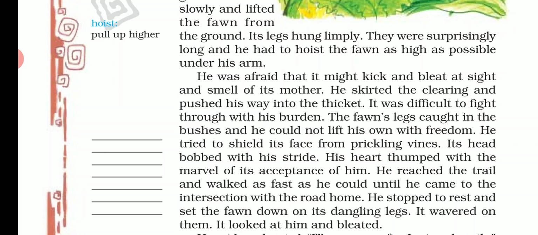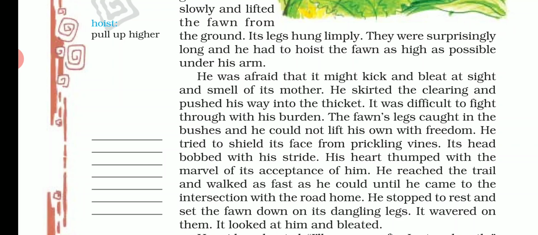Bleat means the weak or wavering cry made by a sheep, goat or calf. Here thicket is used for a dense group of bushes or trees. Vines means climbing or trailing woody stem plants related to the grapevine. Strides means walk with long decisive steps in a specified direction. Dangling means hanging loosely. Wavered means move in a quivering or flickering way. Bleated means make a characteristic weak or wavering cry.